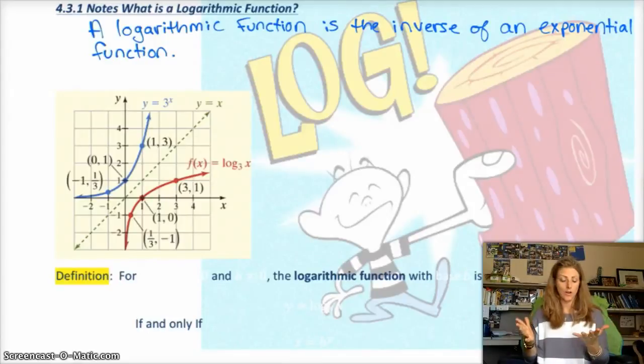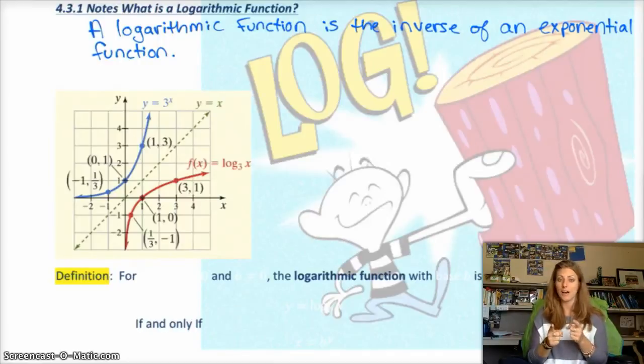What does that mean? Well, all of those things that we learned about inverse functions in the last lesson, 4.2, are true for a log when you compare it to an exponential function. So, a log is a reflection of an exponential function over the line y equals x. Logs and exponential functions cancel each other out.